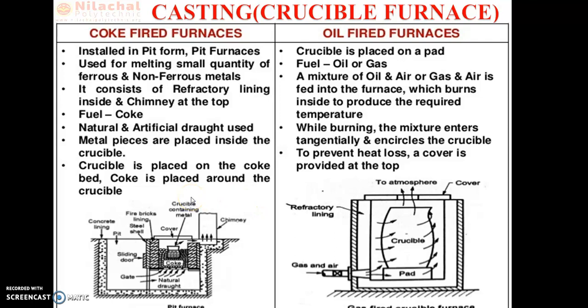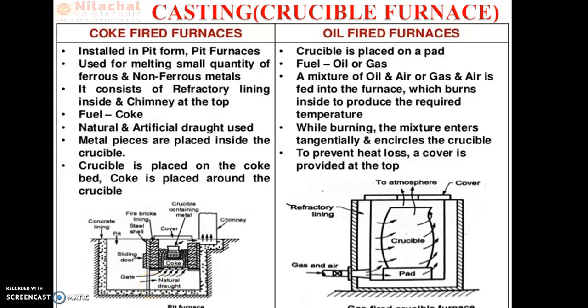So let us discuss some constructional points regarding the pit furnace. The total arrangement of this type of furnace is installed in a pit below the ground level, which is surrounded by a concrete lining. Here you can see the symbol of concrete. So it is already below the ground level. The inside of the pit is provided with a refractory lining and a chimney at the top. This area is the chimney, these are the concrete, and here is the pit, so called pit.